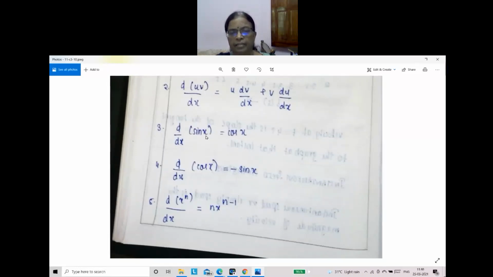Then d by dx of sin x is cos x, and d by dx of cos x is minus sin x. That is important. Another very important formula we use is d by dx of x raised to n, if a quantity has a power. Here it is x, here it is x. In that case, what is the formula? n into x raised to n minus 1. This is the formula we use: d by dx of x raised to n equals n into x raised to n minus 1.